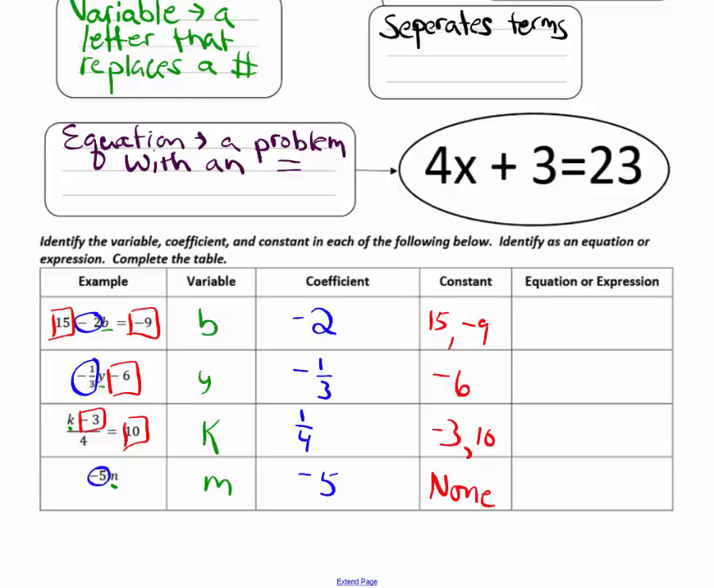Then I have to decide if it's an expression or an equation. The equation, we're looking for an equal sign. Does it have an equal sign? So for problem number 1, this is an equation. Problem number 2 is an expression. Number 3 is an equation. And number 4 is an expression.